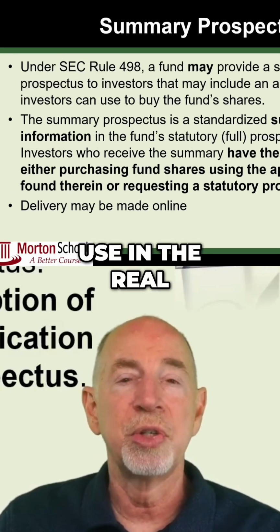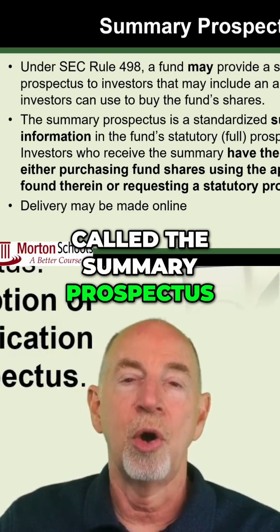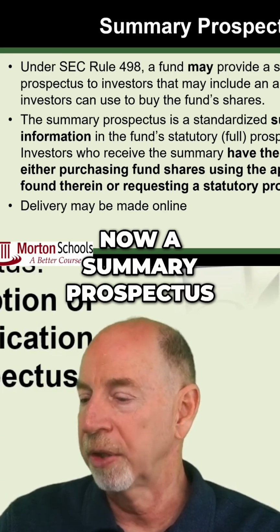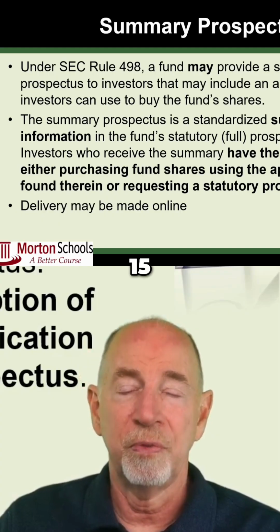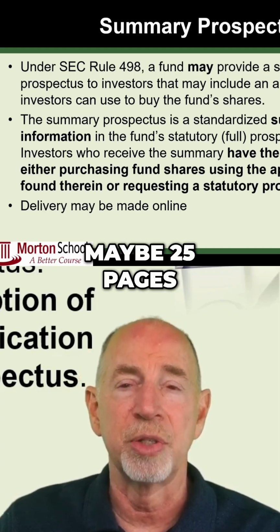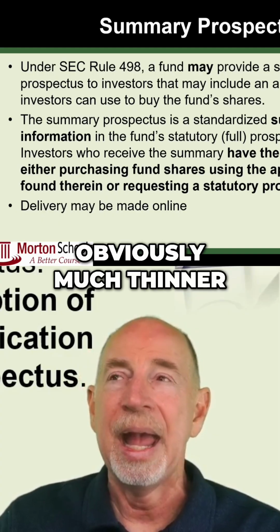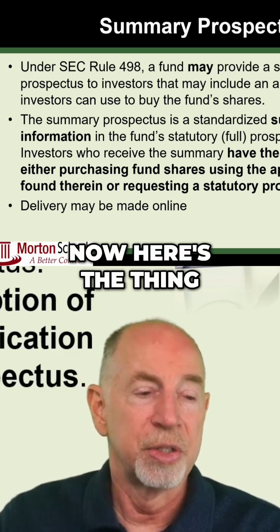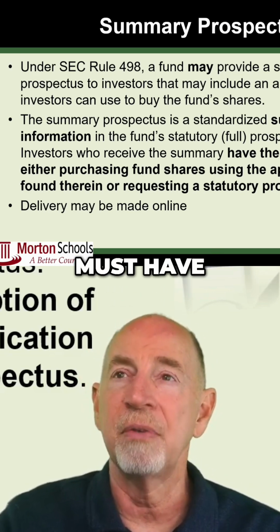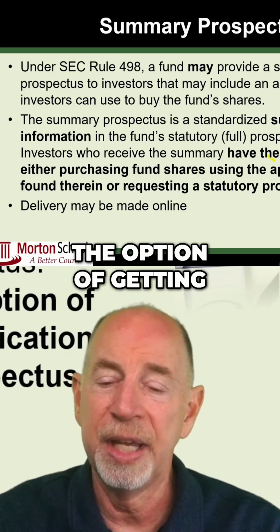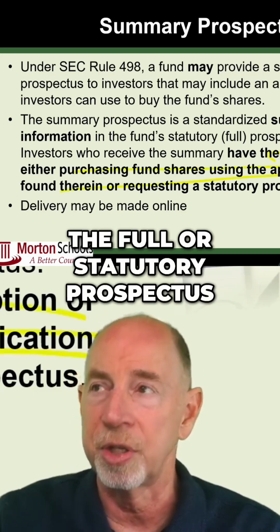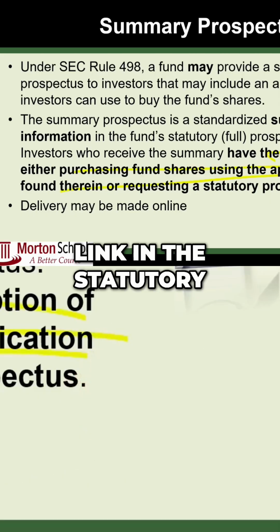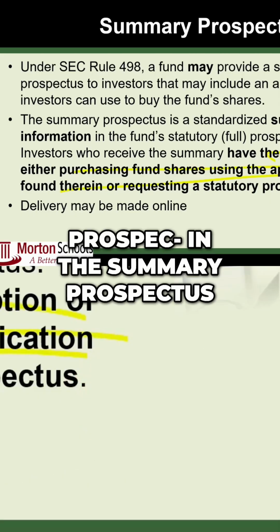Now, what we actually use in the real world these days is called the summary prospectus. Now, a summary prospectus is 15, 20, maybe 25 pages, obviously much thinner, and it's just the key, most important thing. Now, here's the thing, the client must have the option of getting the full or statutory prospectus, which is generally going to be a hot link in the summary prospectus.